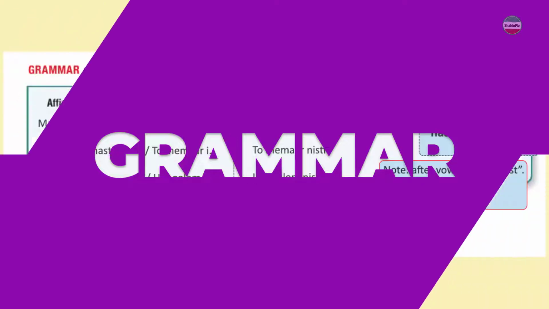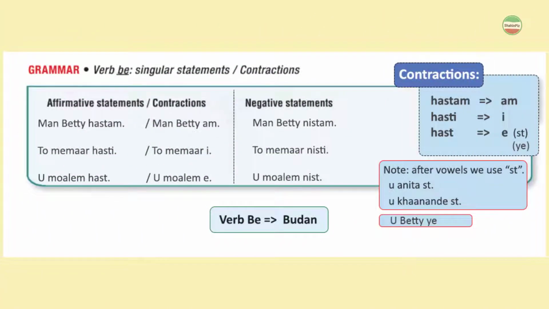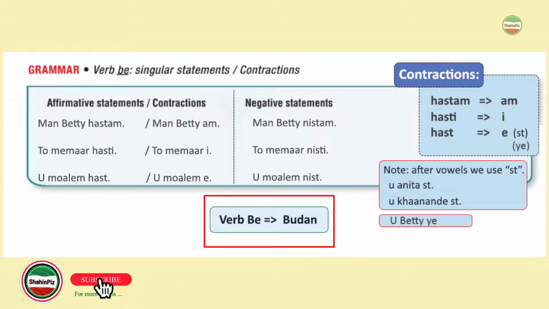Grammar. Verb Be. Singular statements and contractions. Verb Be in Persian is بودن. Now listen to me.